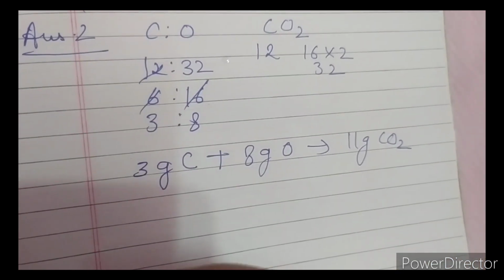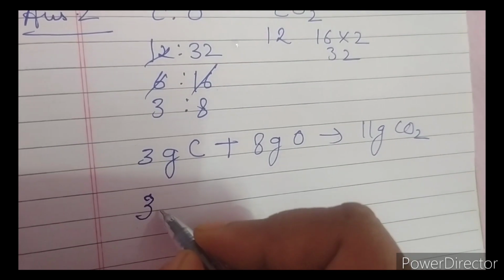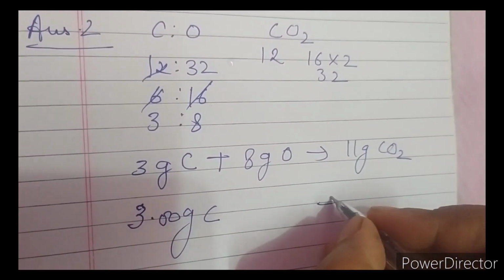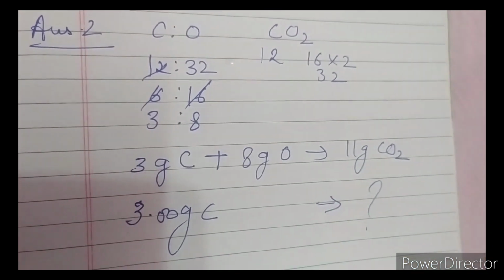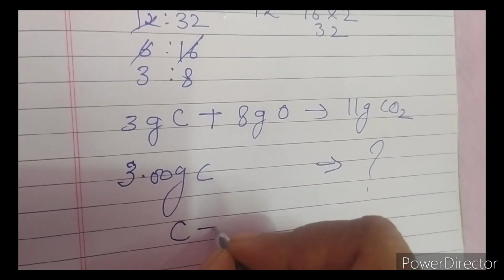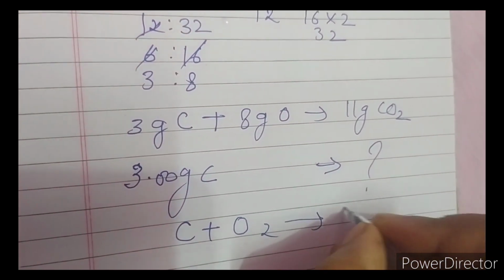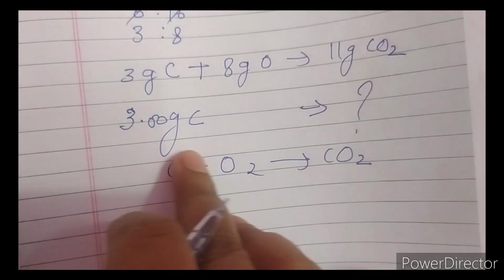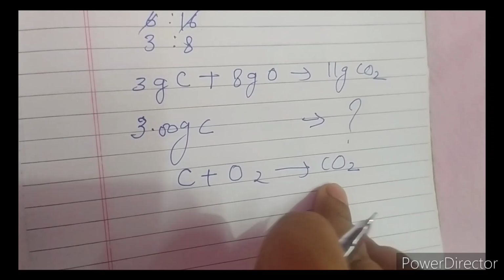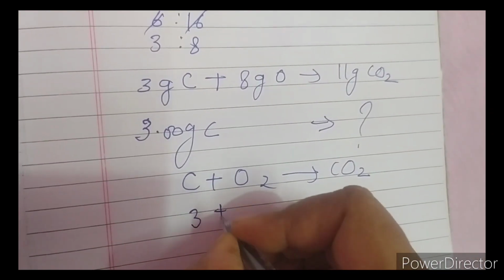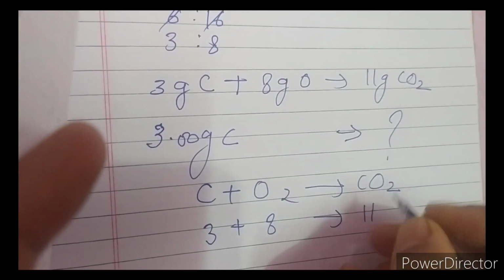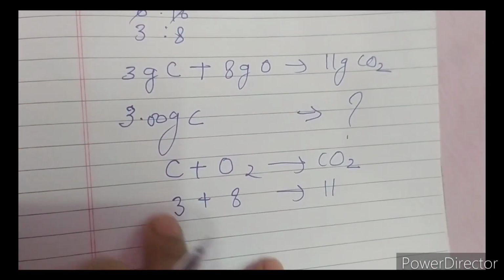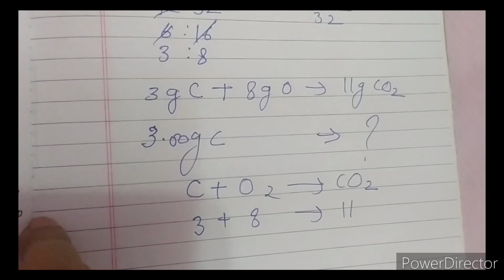Now the question says that if we take again 3.00 gram of carbon, then what mass of CO2 will be formed? So let's write the reaction here. C plus O2 will give you CO2. Okay. Now carbon is given 3, oxygen is given 8, and 11 gram of CO2 is formed according to the first condition. This shows the law of conservation of mass, that the total mass of reactants is equal to the total mass of the products.